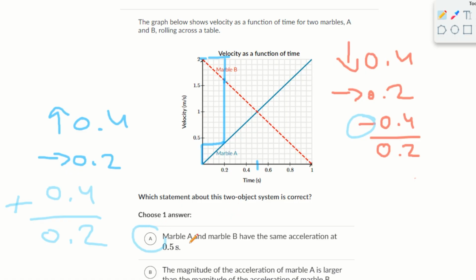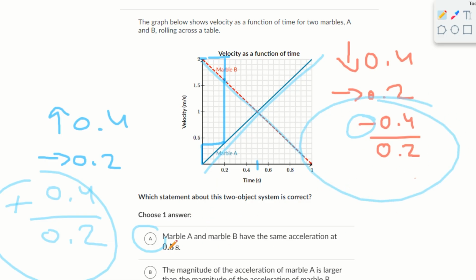And choice A is asking if marble A and B have the same acceleration at 0.5 seconds. Well, the acceleration is the same throughout the whole line since it's a constant straight line for both of them. But since this one is positive and this is negative, they are not the same. So that makes sure that choice A is not an answer choice.